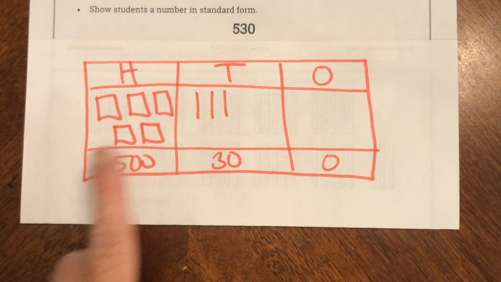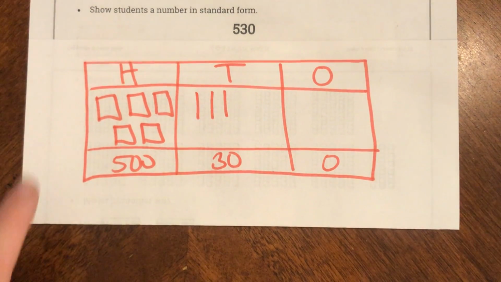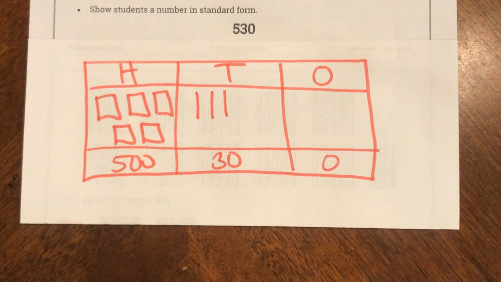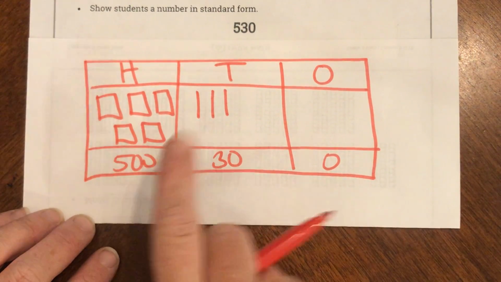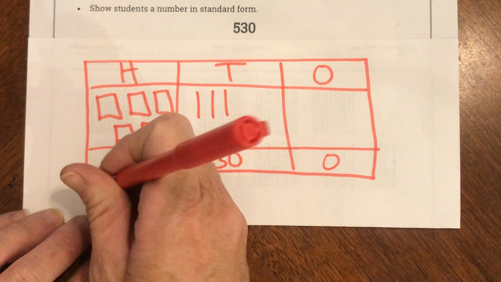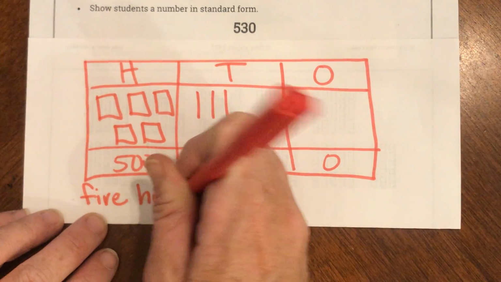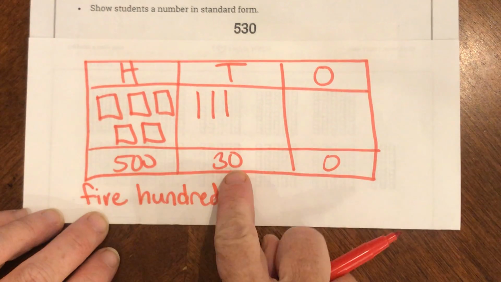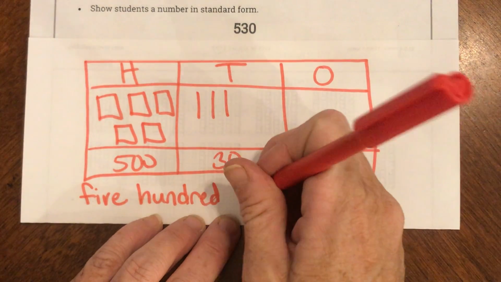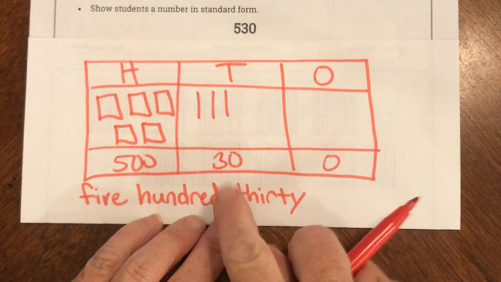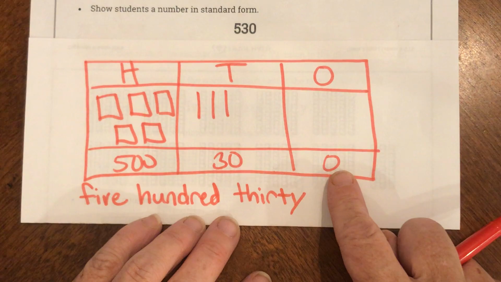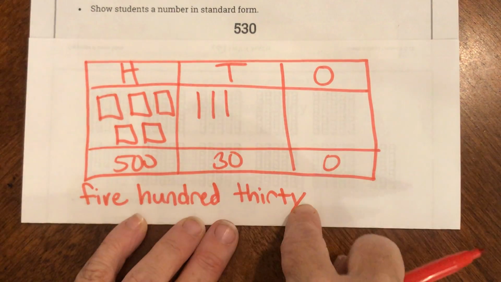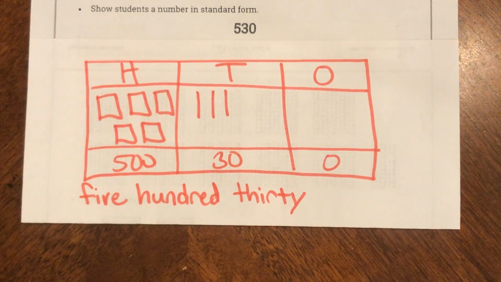Okay, so now that I made my place value chart and I drew my base 10 blocks, I'm just going to write these individually. So how do I say this? This is called 500. So I could use my spelling sheet to help me. 500. And then how do I say this? 30. And then how do I say this? 0. But I wouldn't say that. If it's just a 0, I'm going to leave it blank. So this number is 530. That's how I would say that number.